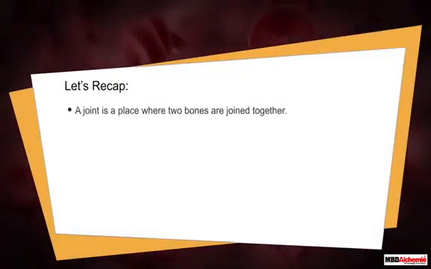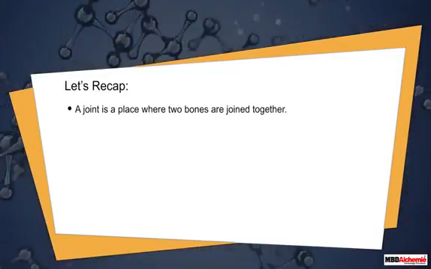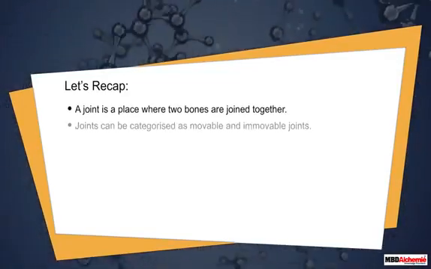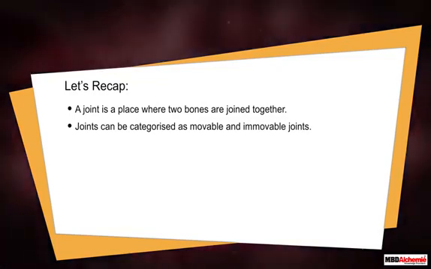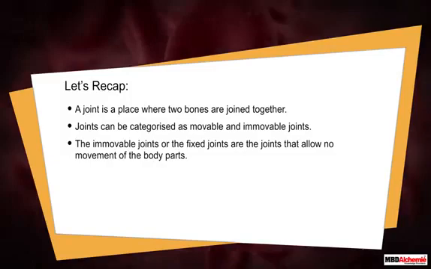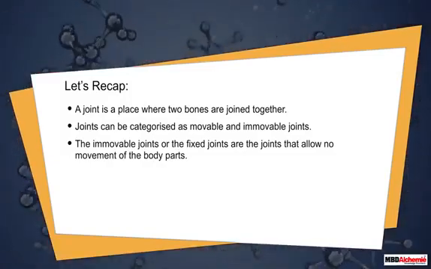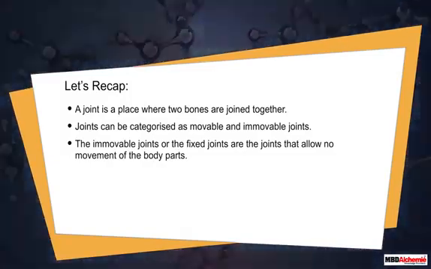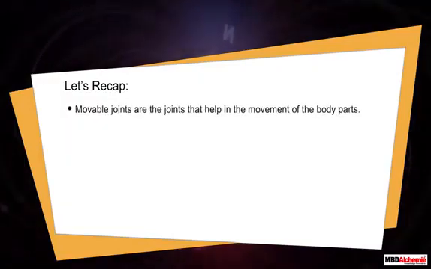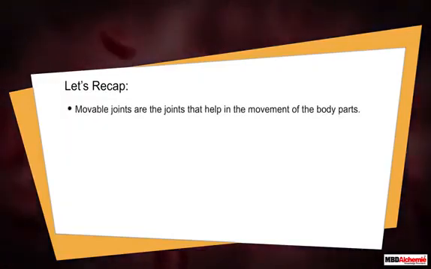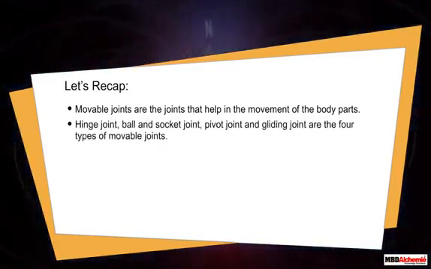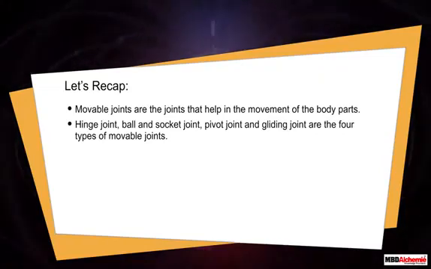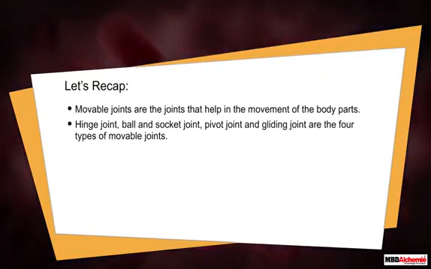Let's recap. A joint is a place where two bones are joined together. Joints can be categorized as movable and immovable joints. The immovable joints or the fixed joints are the joints that allow no movement of the body parts. Movable joints are the joints that help in the movement of the body parts. Hinge joint, ball and socket joint, pivot joint, and gliding joint are the four types of movable joints.